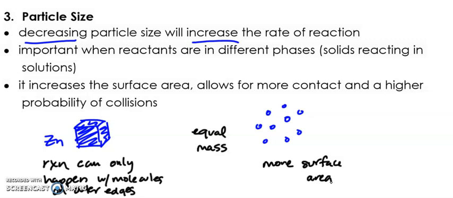Think about dissolving. If you put a sugar cube in water versus granulated sugar, the granulated sugar will dissolve more quickly. Versus if you take that granulated sugar and grind it up into powdered sugar, that will react even more quickly, or dissolve even more quickly.